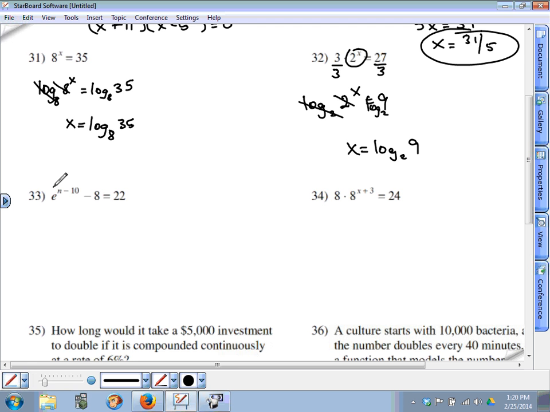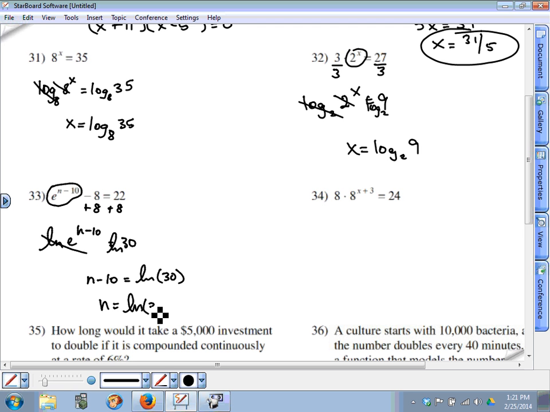33, this is the exponential term right here, so we have to add 8. We have e to the n minus 10 is equal to 30. Now we cancel e using a natural log, so n minus 10 is equal to the natural log of 30. And you add 10 to both sides and get the natural log of 30 plus 10. You cannot combine that to make 40. 30 is inside of the function, the 10 has to stay outside the function.